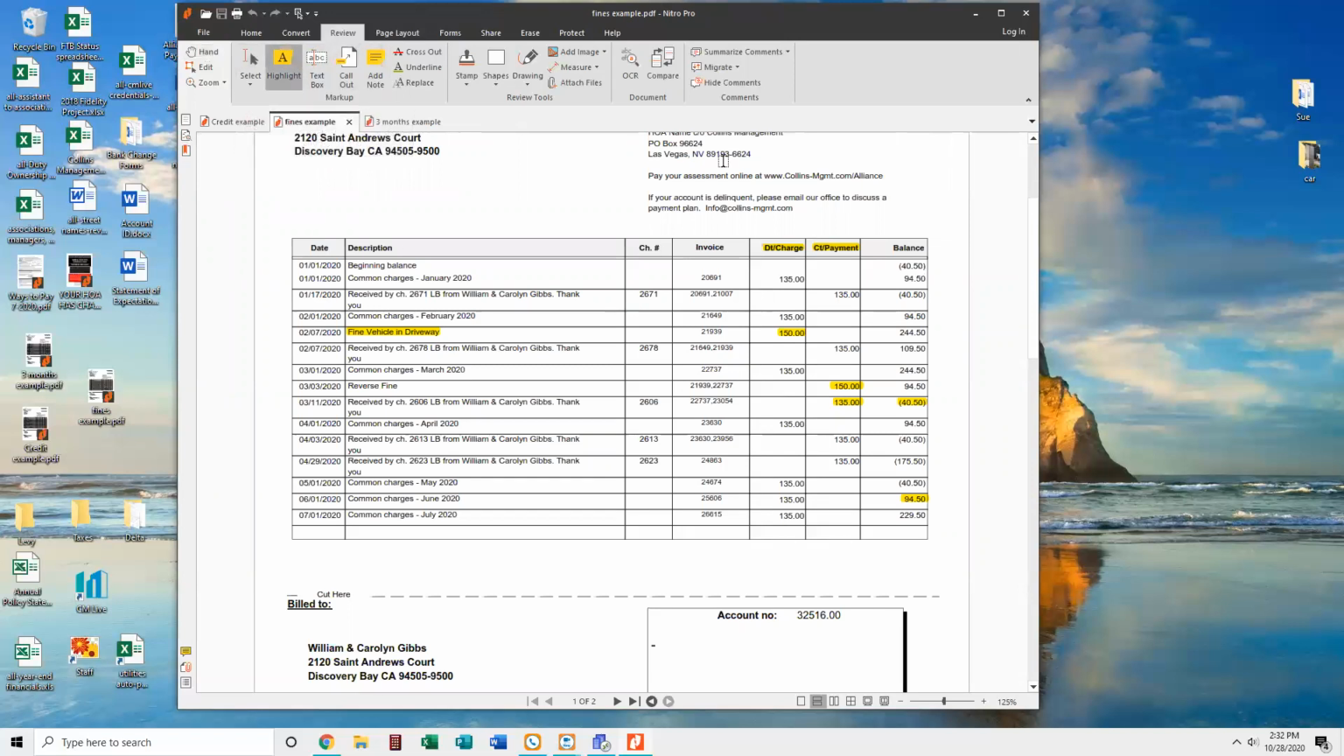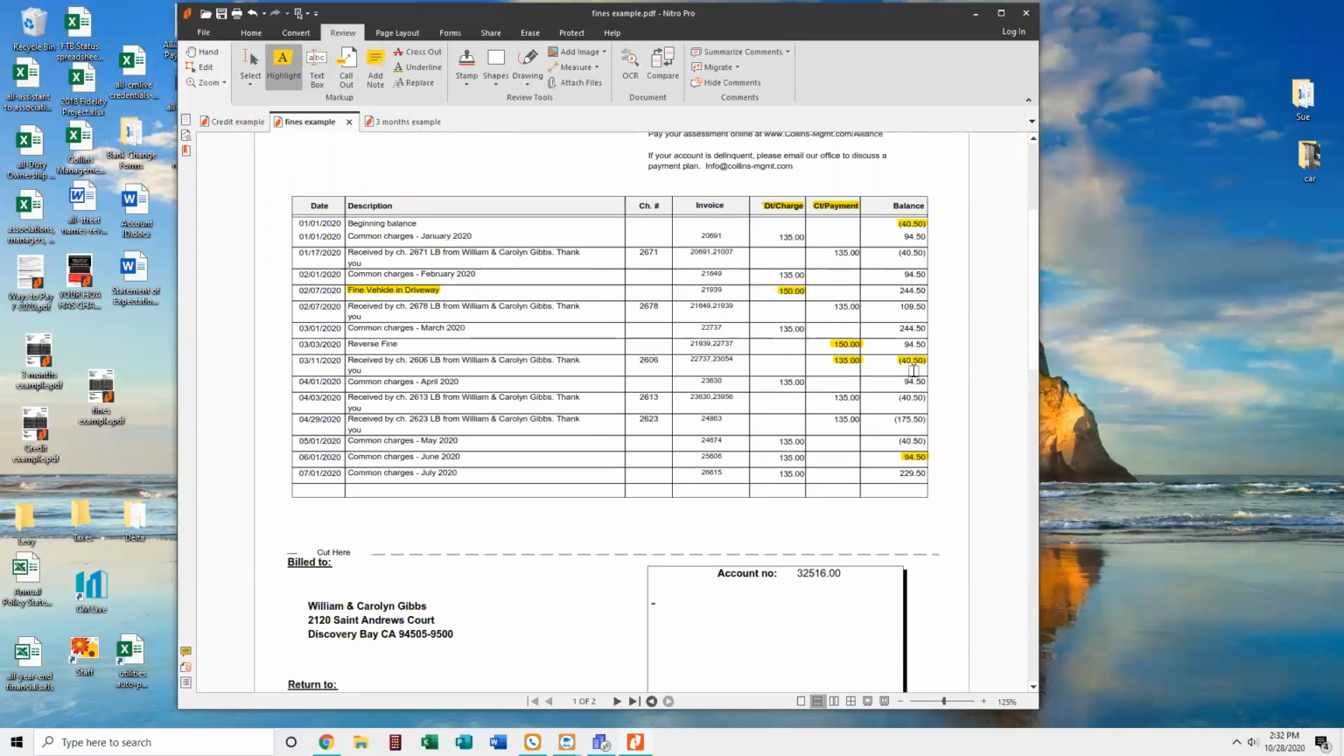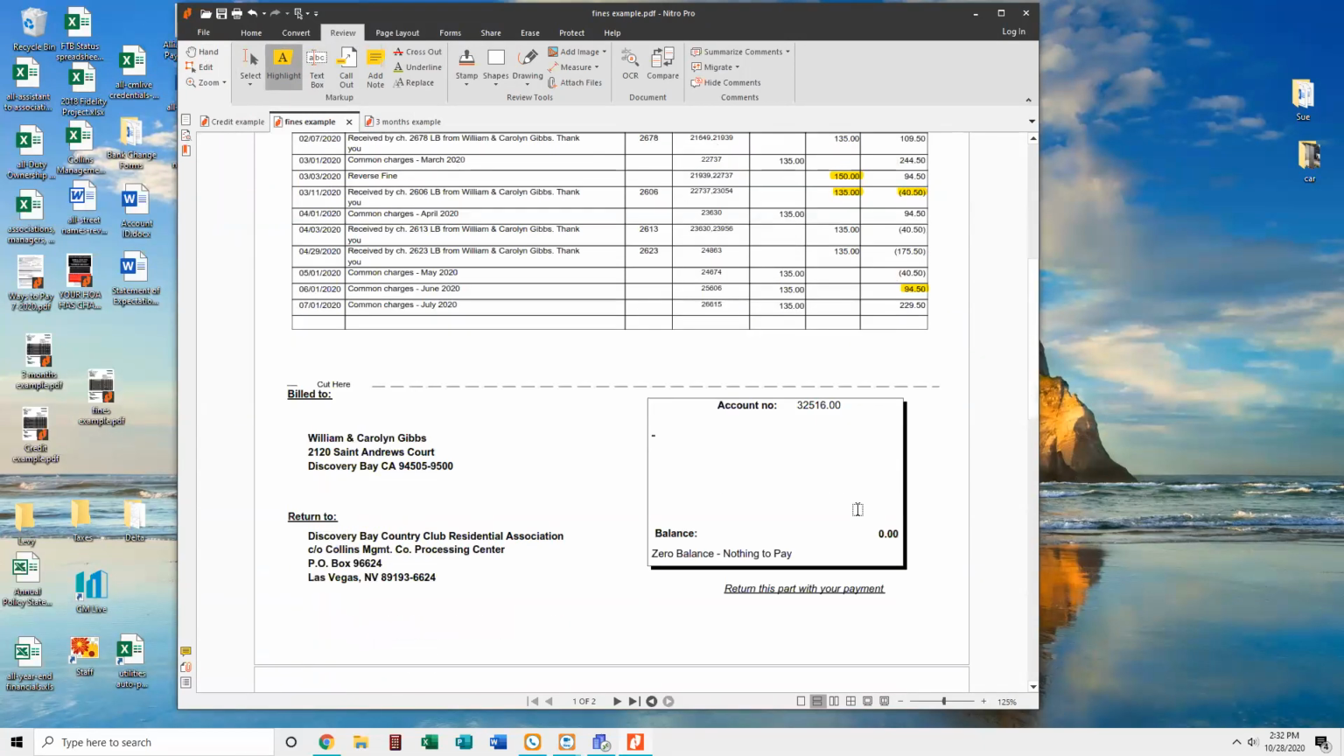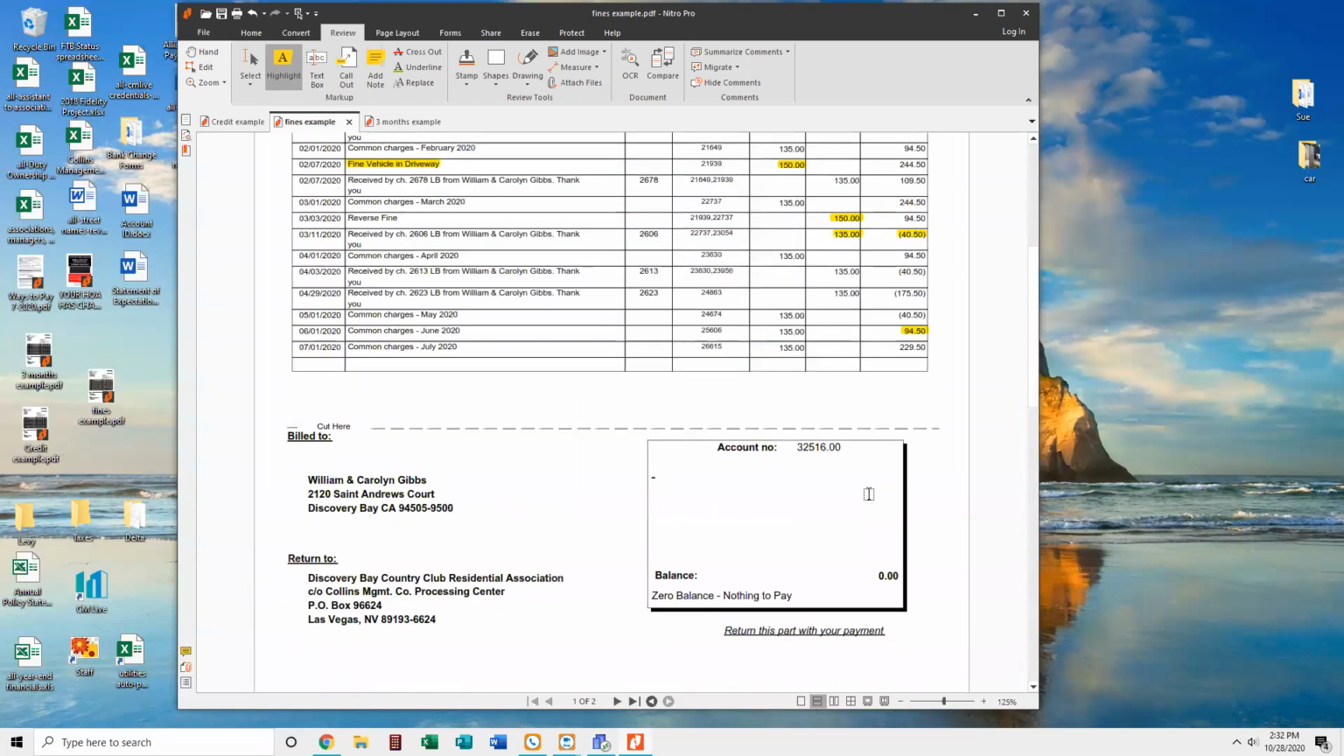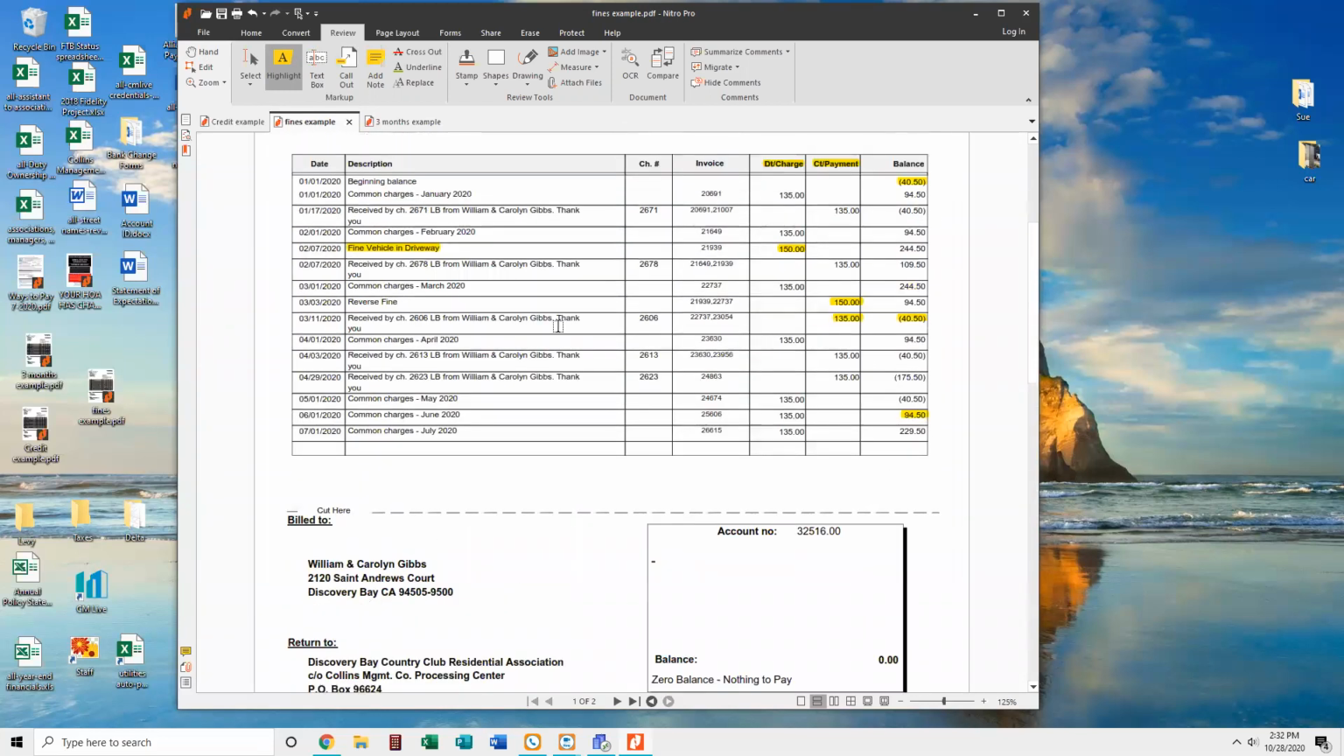Let me get my highlighter pen. This credit. And they paid their dues. They still had that credit, right? And then their February dues came up, and then they got this charge for the fine. Well, they didn't really recognize that fine until about March. And then they paid that. And then they were back to their $40.50 credit again.